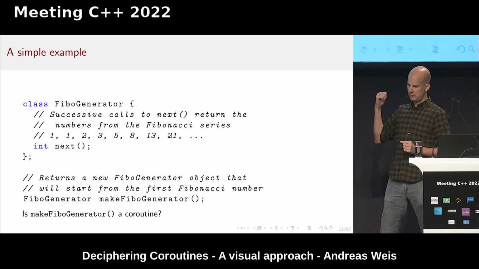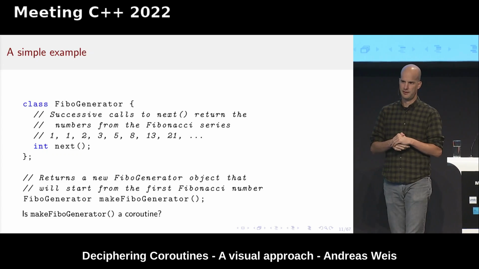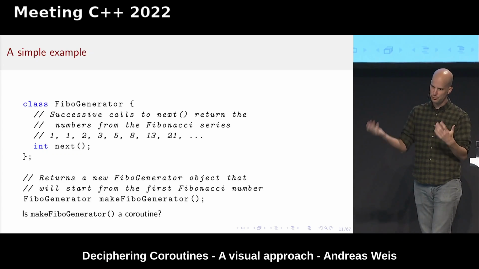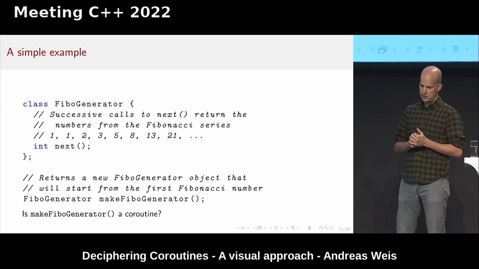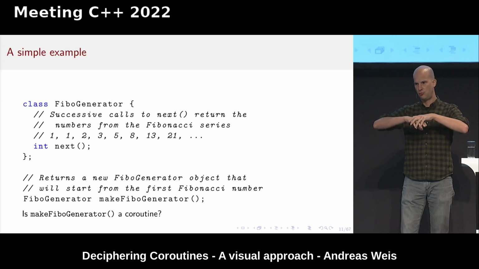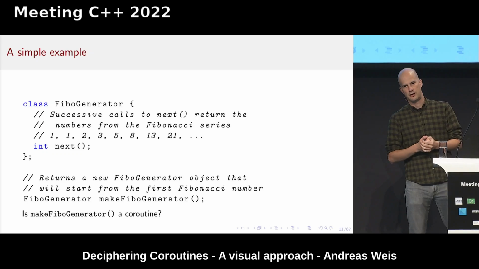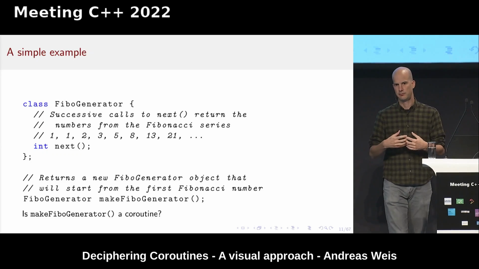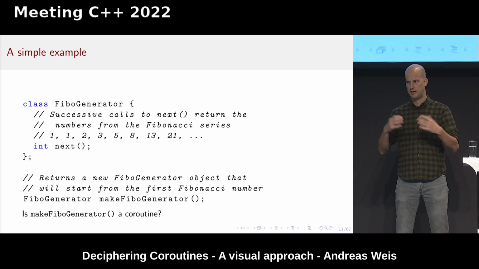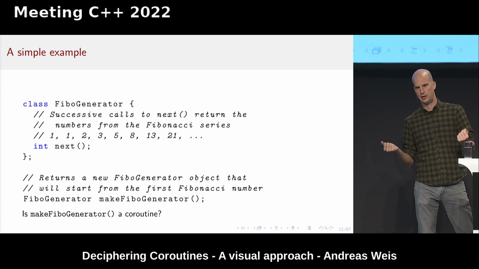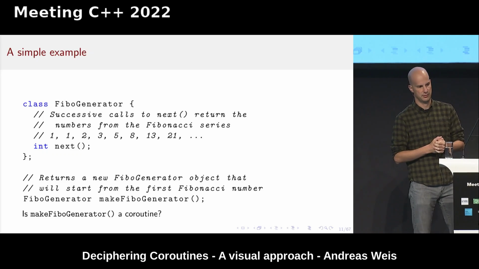So is make Fibo generator actually a coroutine? And it doesn't have to be, right? The answer to that is maybe. It could be a coroutine, but it doesn't have to. And that's an important thing to realize. Coroutines don't allow you to implement something that you couldn't implement before. They just make it easier, right? So it doesn't increase the expressive power of the language. It just makes it easier to express some things and also makes it more efficient in some cases.